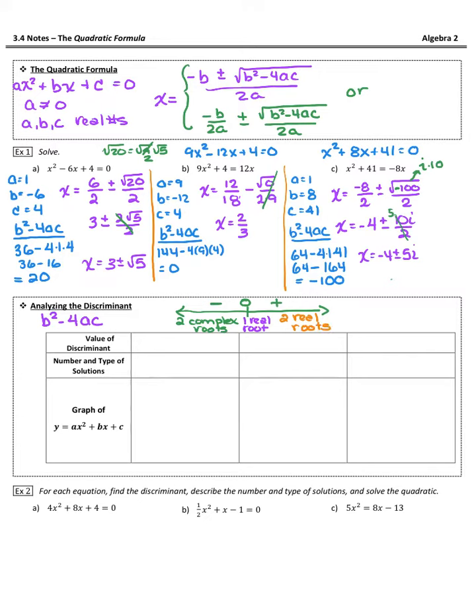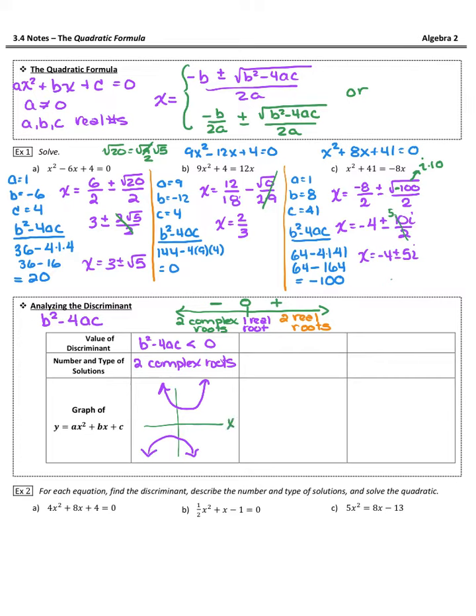So let's kind of see again, what does this mean? So if b squared minus 4ac is a negative number, that means 2 complex roots, which means you have i. And as a graph, what that looks like is you never cross the x-axis. So you're either going like this, or maybe you're going downwards. Either way, you never cross the x-axis.